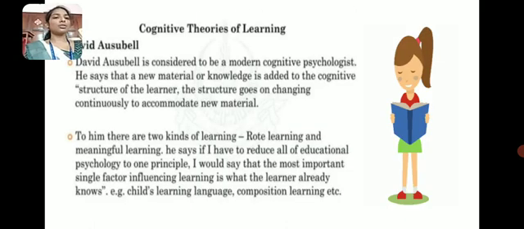And David Ausubel is considered to be a modern cognitive psychologist. He says new material or knowledge is added to the cognitive structure of the learner. To him, there are two kinds of learning: rote learning and meaningful learning. He says if we reduce all educational psychology to one principle, I would say that the most important single factor influencing learning is what the learner already knows.